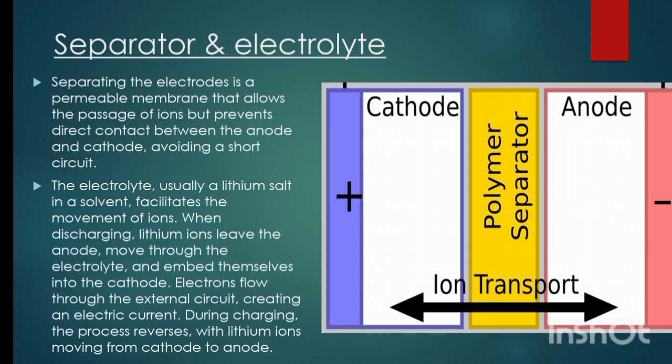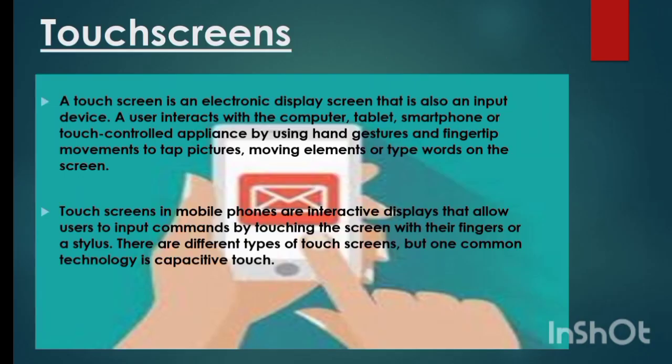When discharging, lithium ions leave the anode, moving through the electrolyte towards the cathode. Electrons flow through the external circuit, creating an electric current. During charging, the process reverses, with lithium ions moving from cathode to anode.